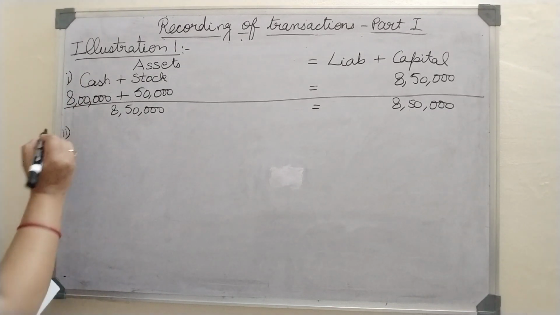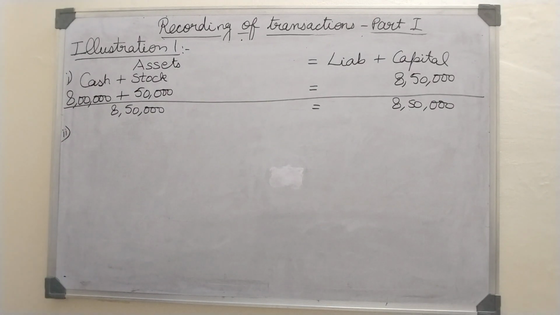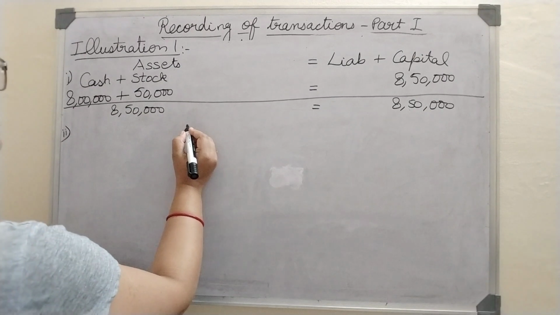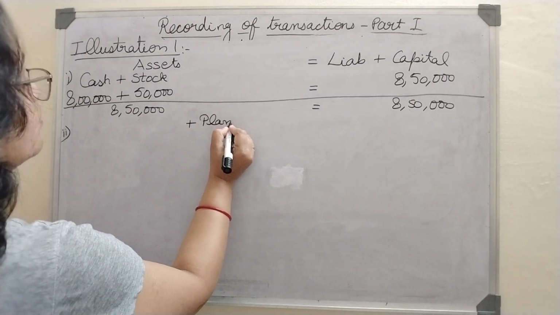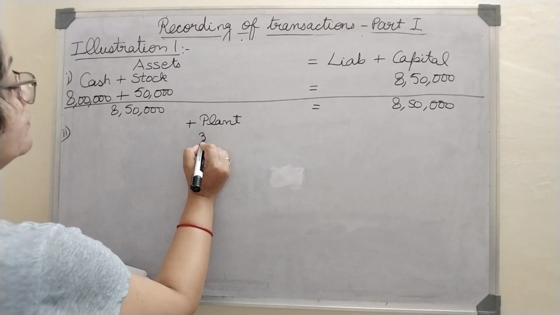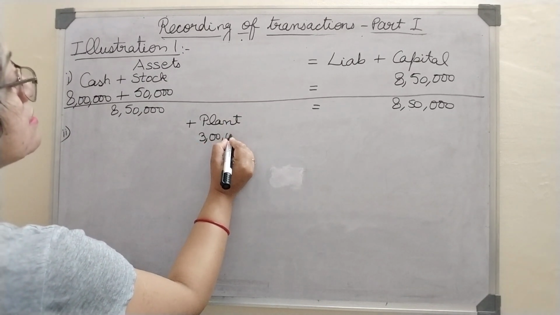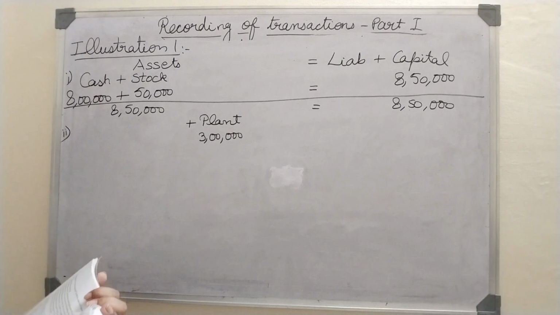Now the second transaction says purchased plant for 3 lakh by paying 15,000 in cash and balance at a later date. Whatever this statement, first of all understand what is the thing purchased. Plant is purchased. So now what is going to add over here? How much is the amount of plant? Because plant is our asset. 3 lakh I have written here, right?